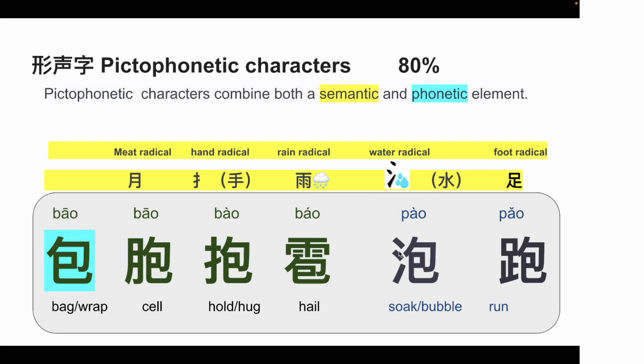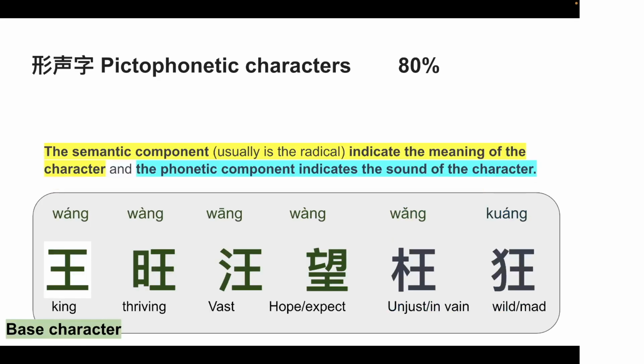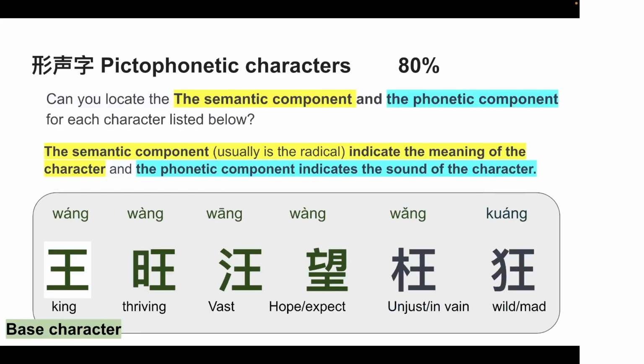This three-dot is a water radical on the left side, okay? So this character 泡 meaning for soak or bubble. And this is the foot radical. So this character pronounced as 跑 meaning for run. One character has two parts, and each part will have a different function. One tells you the meaning, one tells you the sound. Here's another practice, okay? Can you locate that?